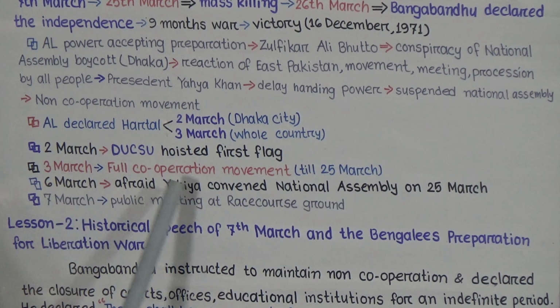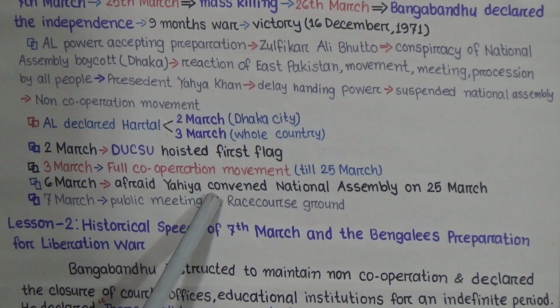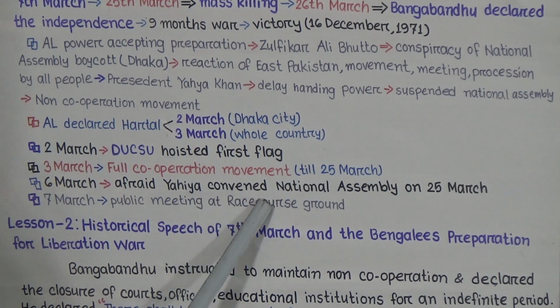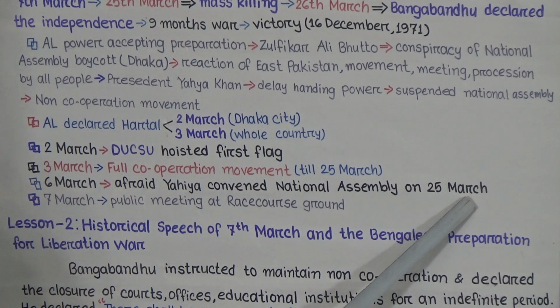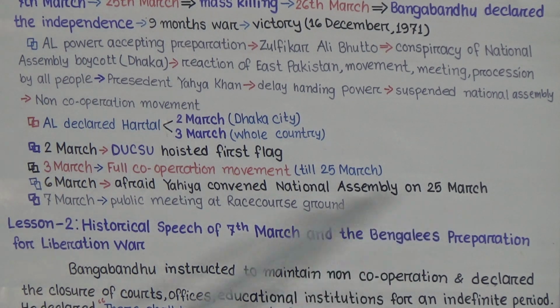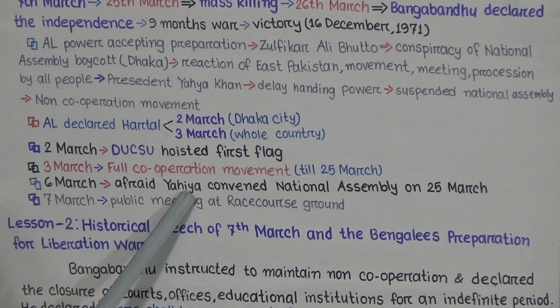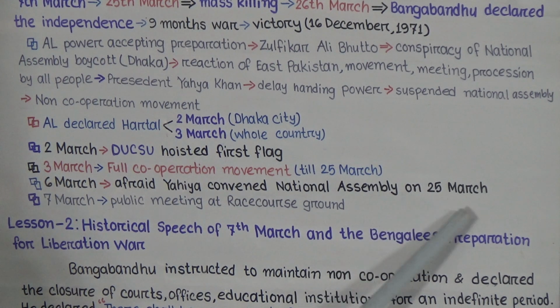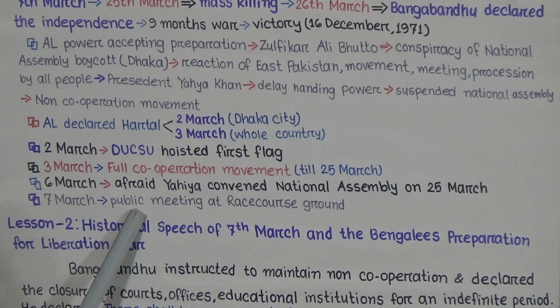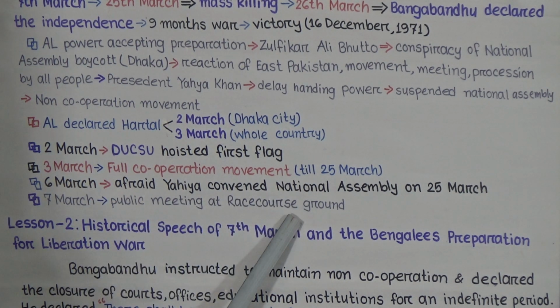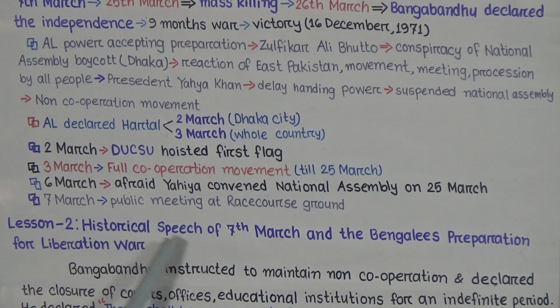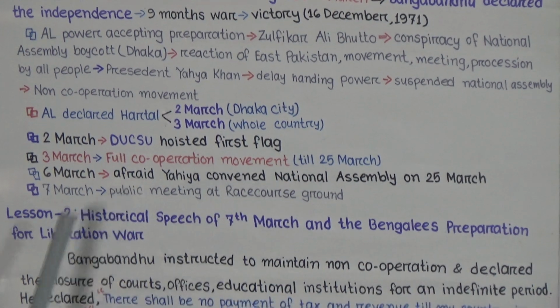On 6th March, after seeing this full non-cooperation movement, Yahya Khan got afraid and agreed to convene the National Assembly on 25th March. So it was a massive movement. And on 7th March, Bangabandhu gave his famous speech at the Race Course Maidan, a public meeting. So now come to lesson 2, the historical speech of 7th March and the Bengalis' preparation for the Liberation War.